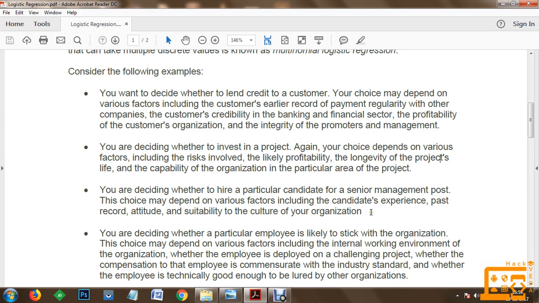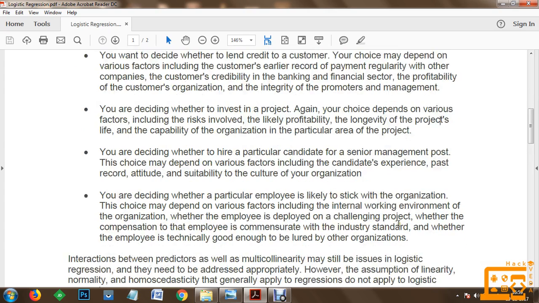You are deciding whether a particular employee is likely to stick with the organization. This choice may depend on various factors including the internal working environment of the organization, whether the employee is deployed on a challenging project, whether the compensation to that employee is commensurate with the industry standard, and whether the employee is technically good enough to be viewed by other organizations.